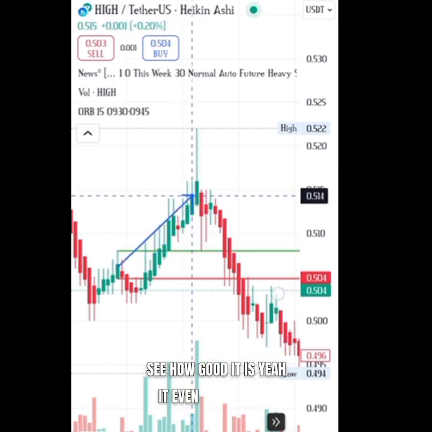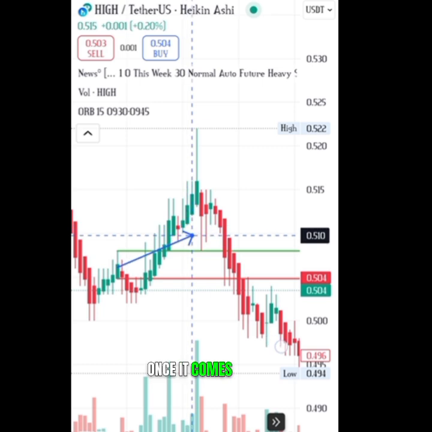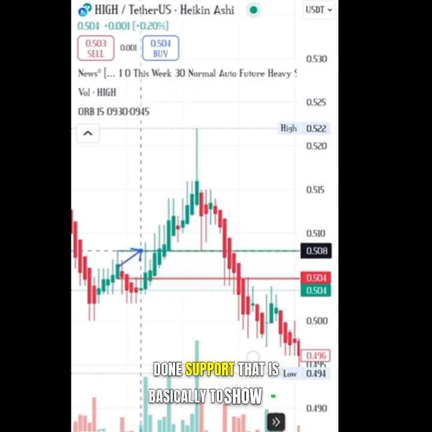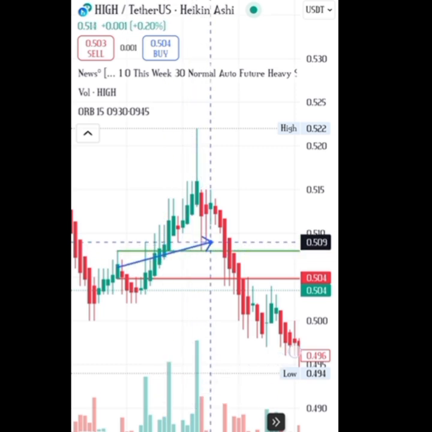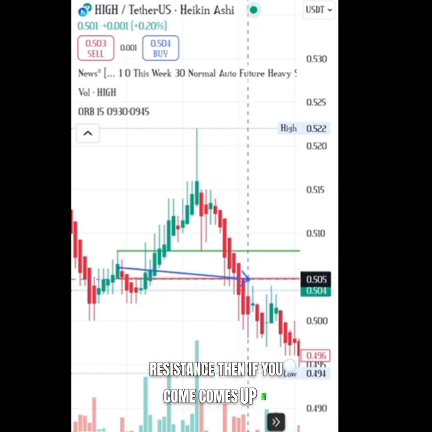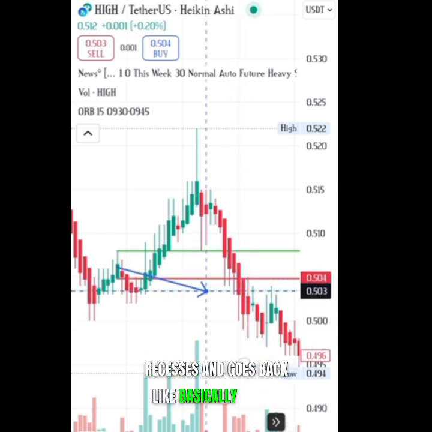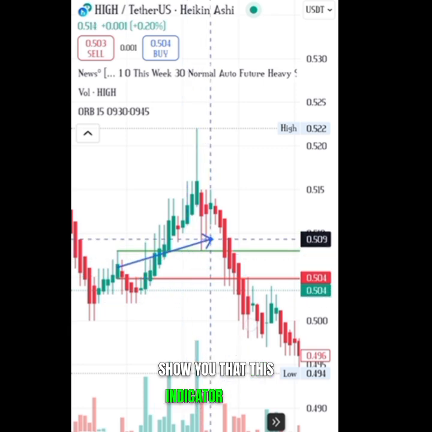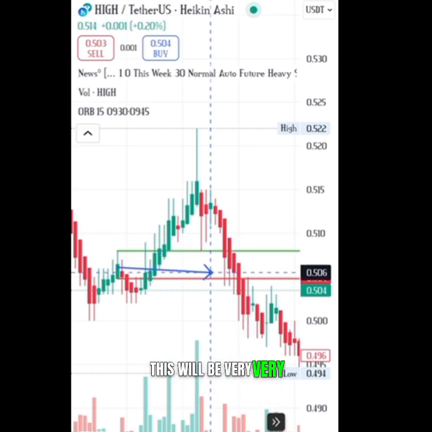Even if it goes up, once it comes down to this area, this is turned support. That is to show you that this was a resistance turned to support, and this is a support turned to resistance. Then if it comes up, it resets and goes back. It shows you that this indicator is very accurate. Remember, you have to put the settings I set as well. If you missed that, you can go back and select the settings the same way I did mine and use it for yours as well, so that this will be very accurate for you.